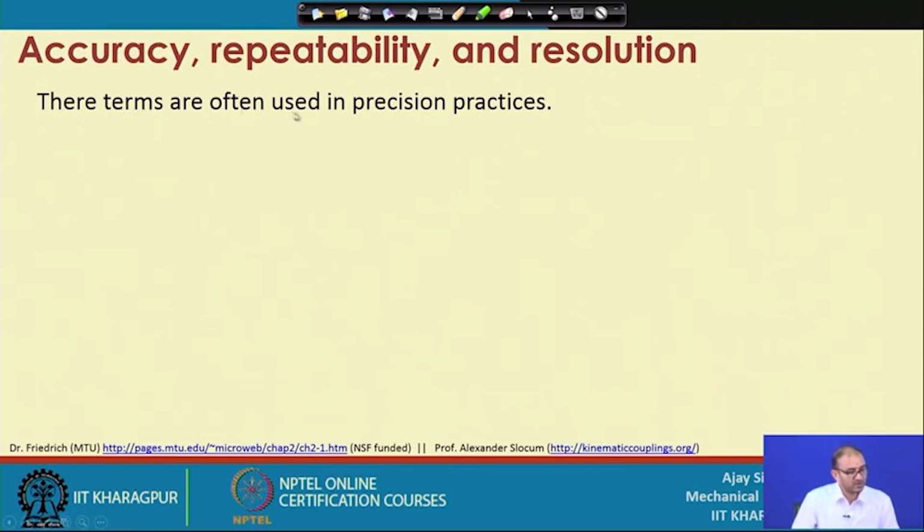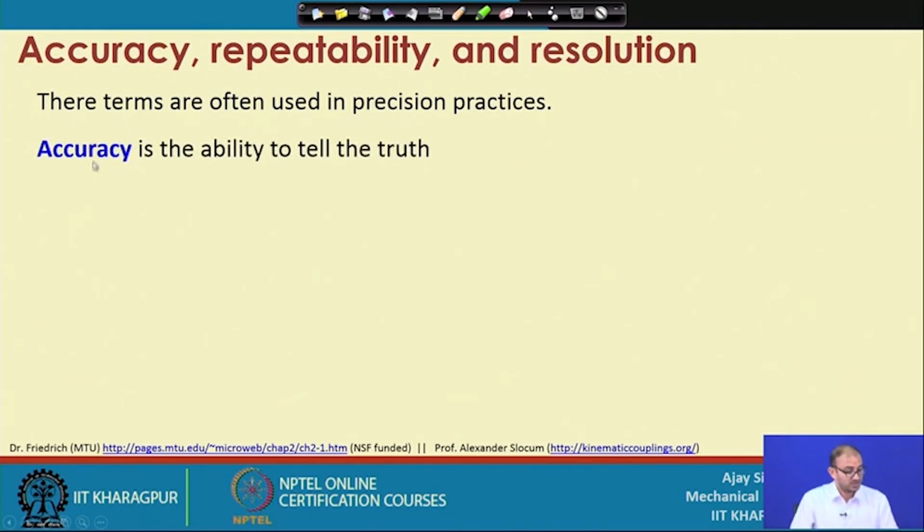These terms are often used in precision practices. So, first thing is the accuracy. Now, what is the accuracy? How can we define accuracy? Accuracy is the ability to tell the truth. That means, suppose you are at one location and you want to identify that location, that means how closely you are going to that location. So, that is given by the accuracy.